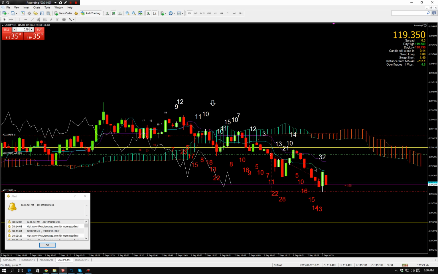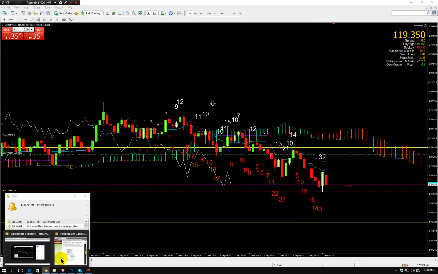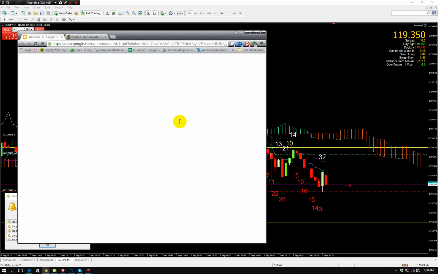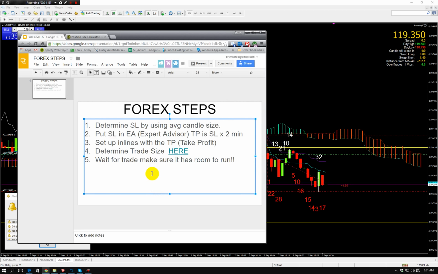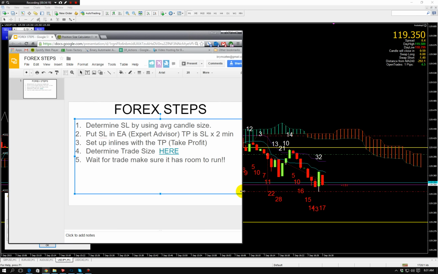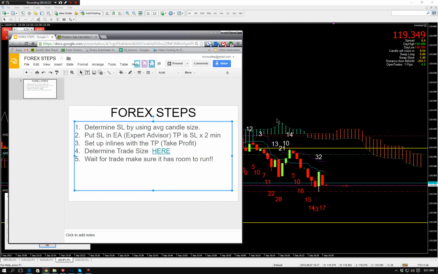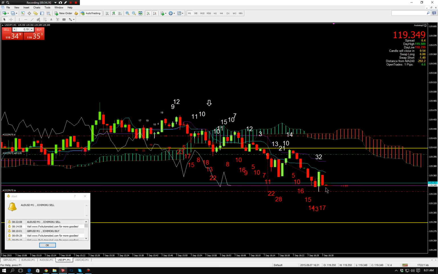The idea for y'all though is get your repetition in and get used to following these steps. If you cannot follow these steps, and I preached about this last week, you're not going to have metrics to judge your performance on. You have to be able to judge your performance. You have to mark your charts to see your trades. That's pretty much it. Let's take a look and see if we can find a couple live trades.